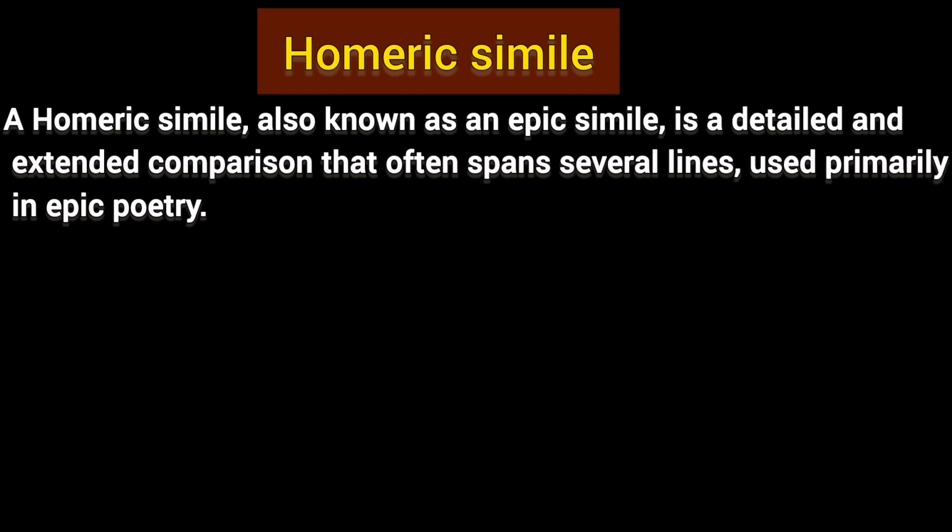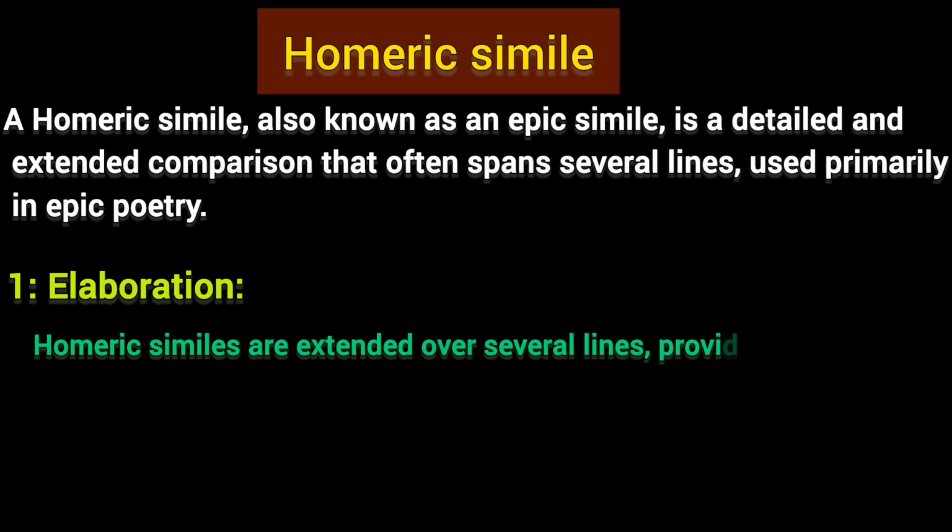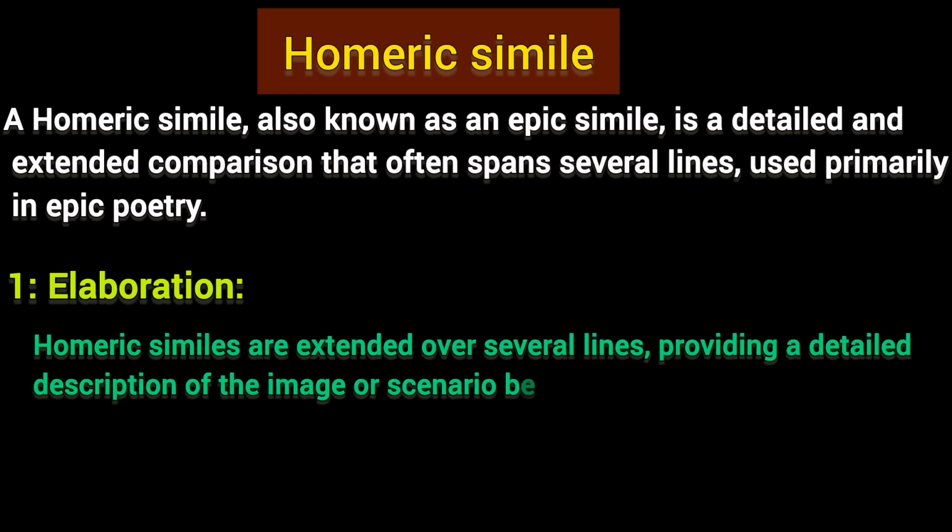The first point is elaboration. By this point it means that it is different from regular similes. Basically, Homeric similes are extended over several lines, providing a detailed description of the image or scenario being compared. In other words, this is the main characteristic of this simile, that its comparison consists of many lines, and a regular simile is brief, which mainly consists of one line.